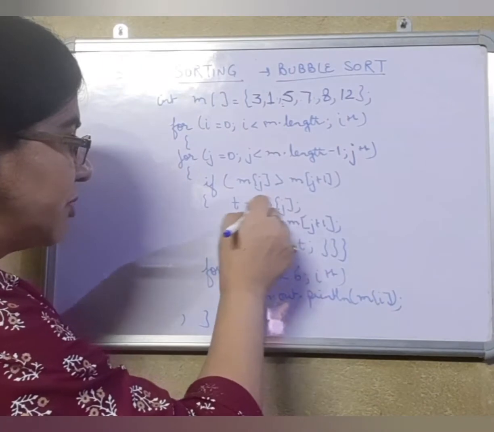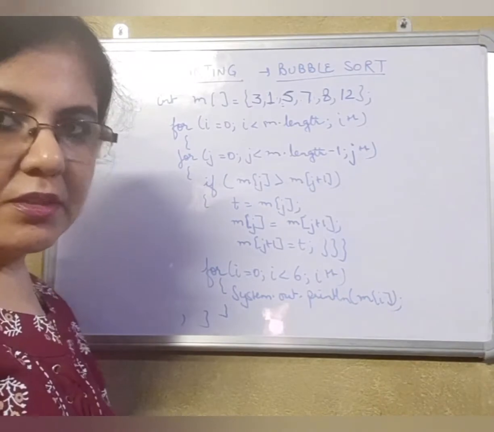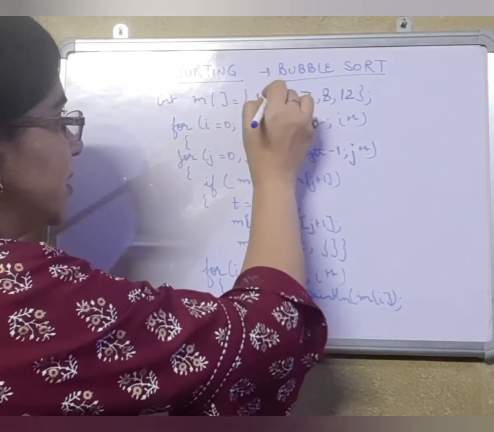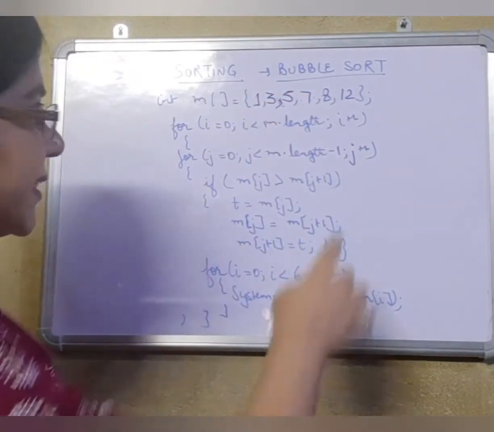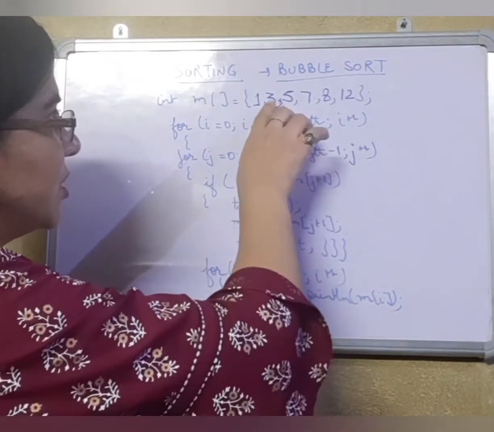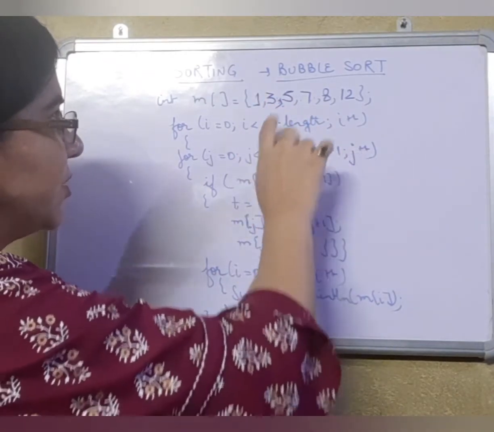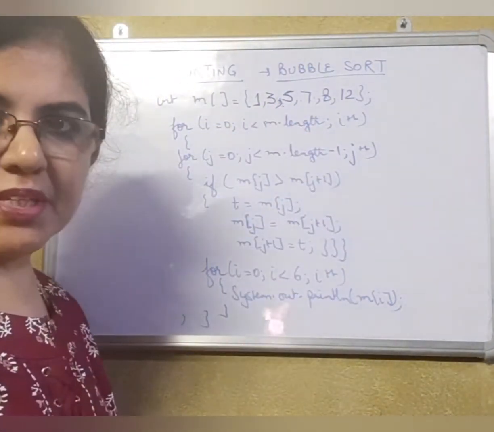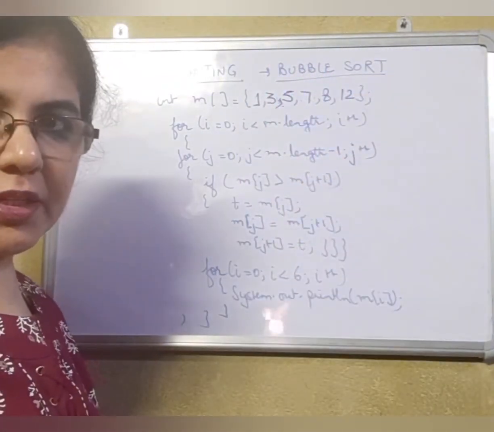So t is equal to mj, it will take 3. Instead of 3 you will get 1, and instead of 1 you will get 3. Here we have got 1. Then with j plus plus, j increases, and mj is taking what? First position 3 is greater than 5? No. With j plus plus, j increases to position 2. This is 5. 5 is greater than the neighboring number 7? No. And so on. The rest of the elements are already sorted at the back.